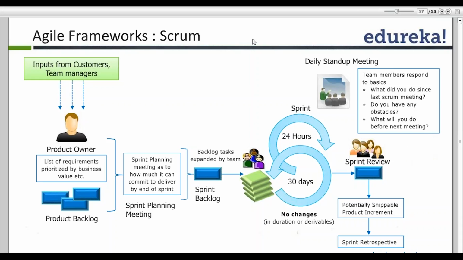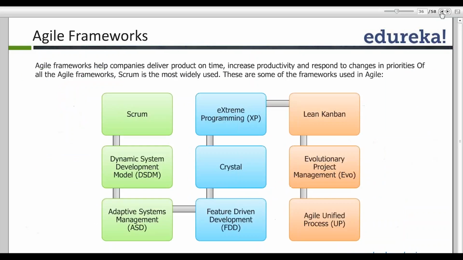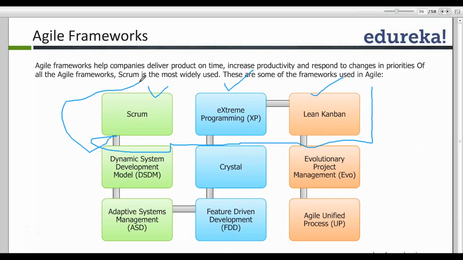From an exam perspective, you will need to focus on Scrum, obviously. You will need to focus on extreme programming, and you will need to focus on lean Kanban, the top three, as I said. These are the ones on which you get the majority of questions. The top three. Is that clear?